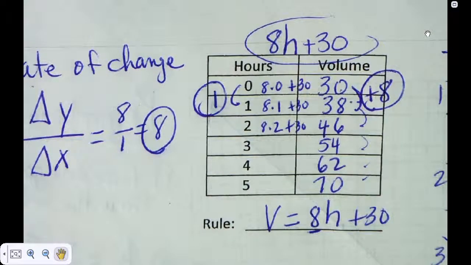Well, you can look here. 8h plus 30. Because if h is 0, what's 8 times 0? 0 plus 30? 30. So it's not 0, 0, it's 0, 30.